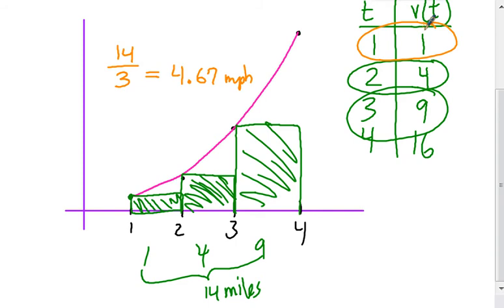Okay, and that estimate, again, was based on setting the speed constant for a full hour. But in reality, the speed varied. It got faster from 1 p.m. to 2 p.m. and didn't stay the same. So if we want to improve our estimate of how far we traveled, we could perhaps use half-hour time intervals.